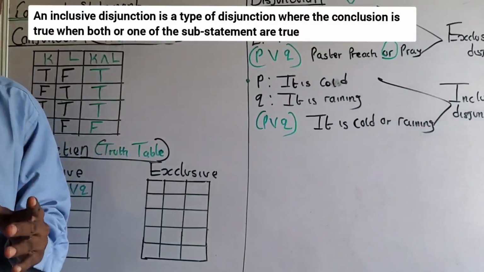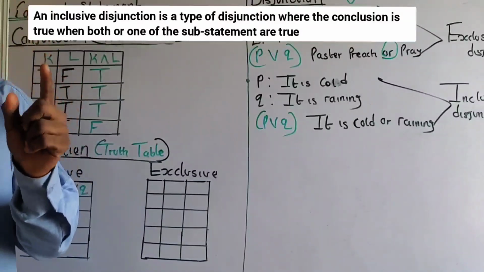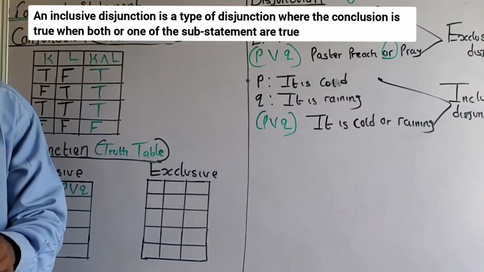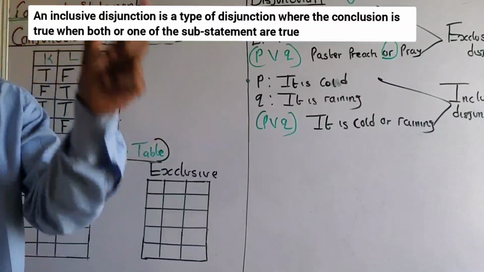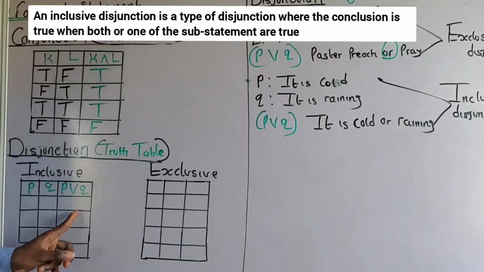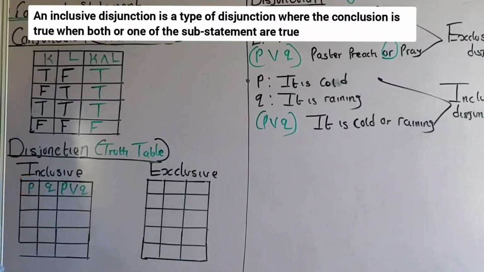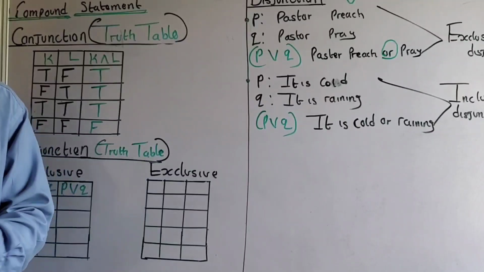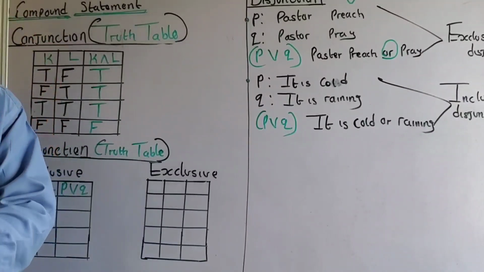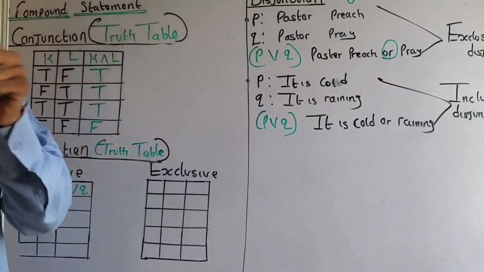Now, in inclusive disjunction, the conclusion, that is the result that we're going to have here, will be true if one or both statements are true. That is, if one or both of the sub-statements that form the compound statement are true, we're going to have the conclusion true for P disjunction Q. Let me explain again.